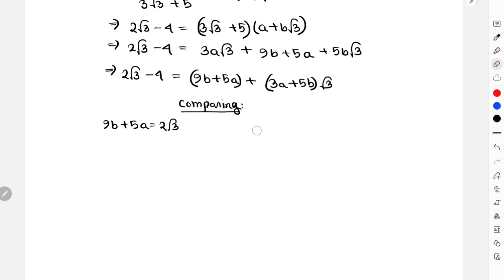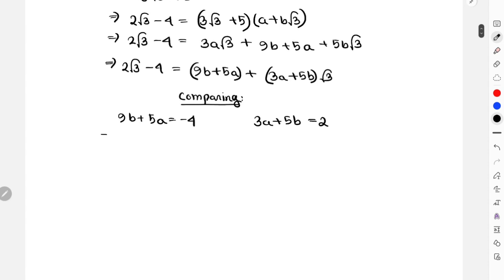Wait, made a mistake, sorry. For the constants over here, this is going to be the minus 4. This is going to be equivalent to minus 4, and for root 3, this is going to be 3a plus 5b equals to 2. Right, now you can eliminate or substitute. I will use substitution over here again.